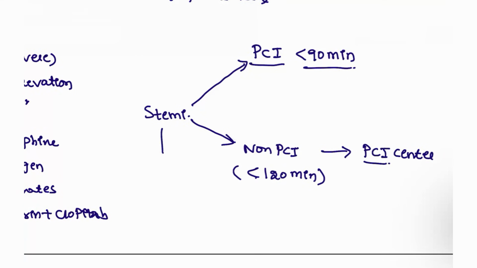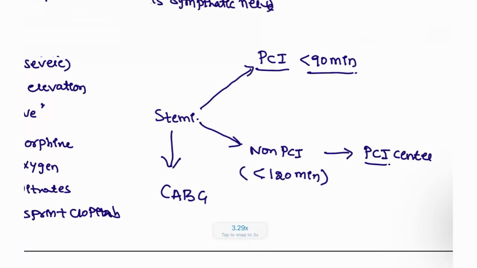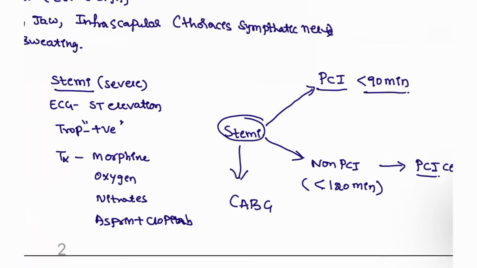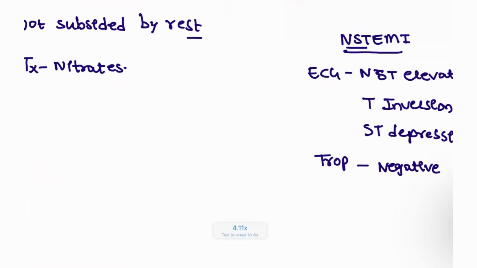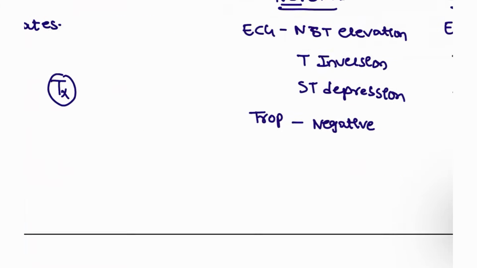And if it is not treated by the PCI, then you have to go for the CABG, the coronary artery bypass graft, that you have to do. This is for the STEMI patient. What about the NSTEMI patient? The NSTEMI patients also, the treatment will be the same. What is the treatment, guys?